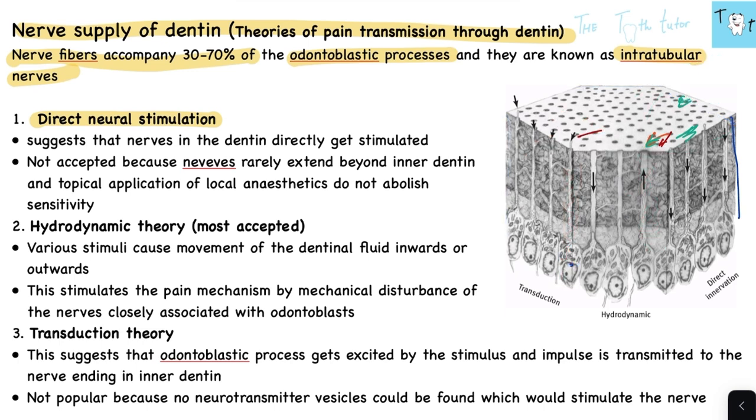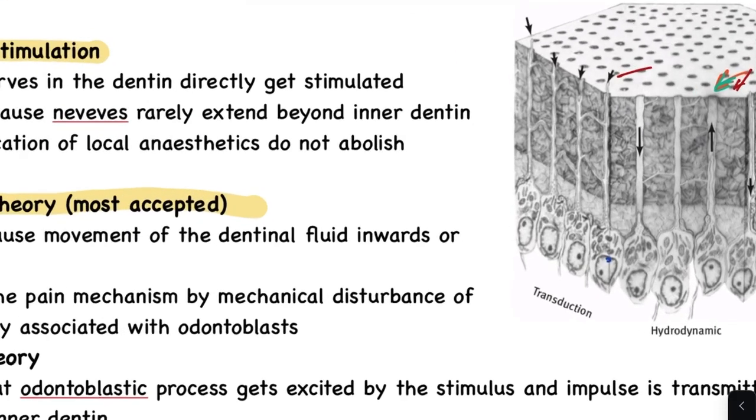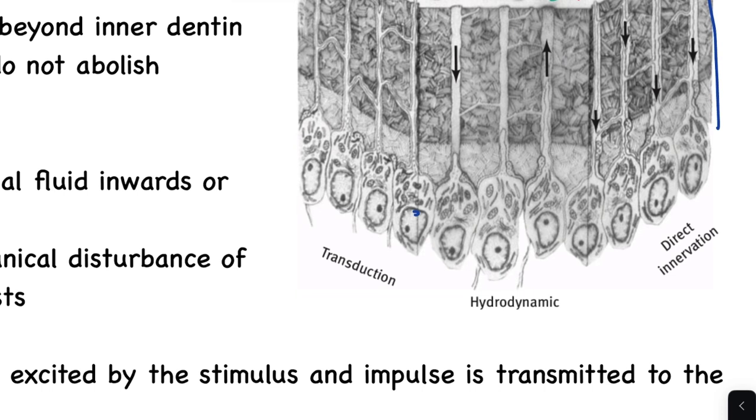Okay, now the second theory, that is the hydrodynamic theory. This is the most accepted theory. What this theory suggests is that you have this odontoblastic process. Okay, this is your tubule and you have this process inside here and the remaining space in here, this is filled with dentinal fluid. Some sort of fluid is here.